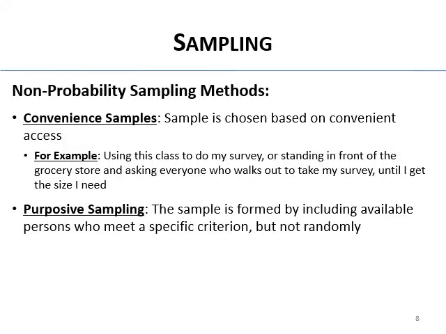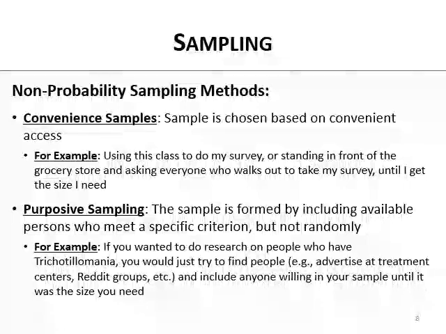Purposive sampling is when you want to study a particular subgroup, and you form your sample by including any available people you can find who meet your specific criteria. Again, not randomly, you're just trying to enroll people. So for example, let's say you want to do research on people who have trichotillomania. You just try to find people. So you advertise at treatment centers, Reddit groups, Facebook, etc. And anyone who's willing to do your questionnaire, you let them in your sample. That is purposive sampling. It differs from convenience sampling in that they have to meet specific criteria.